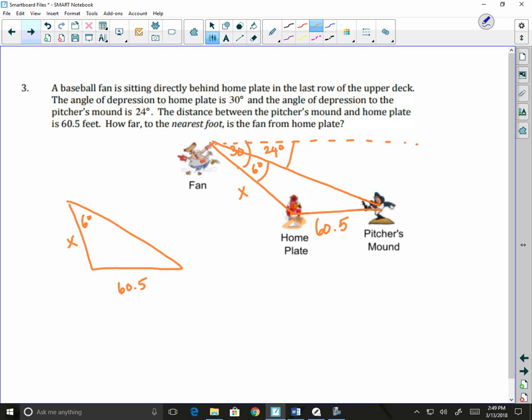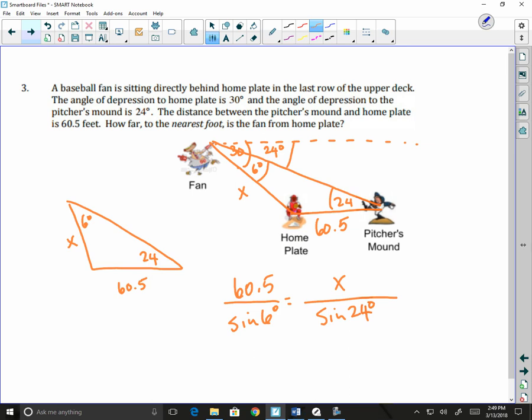Now, the other thing that's important is to be able to do this problem, you need more than one angle. So if the angle of depression to the pitcher's mound is 24, the angle of elevation from the pitcher's mound is also 24. So I can put a 24 in here. So then I could set up my matching pairs of 60.5 divided by the sine of 6 is equal to x over the sine of 24. So this is another good question. It's testing multiple things at the same time.